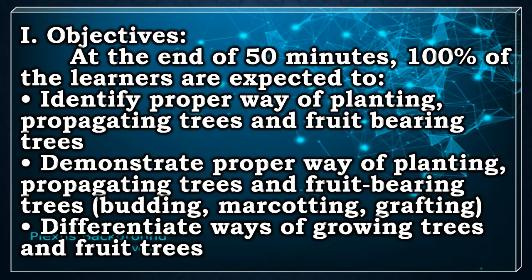Objectives. At the end of 50 minutes, 100% of the learners are expected to identify proper way of planting, propagating trees and fruit-bearing trees. Demonstrate proper way of planting, propagating trees and fruit-bearing trees, budding, marcotting, grafting. Differentiate ways of growing trees and fruit trees.